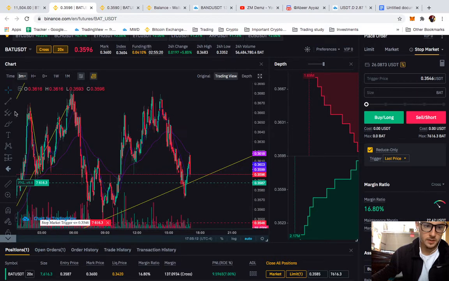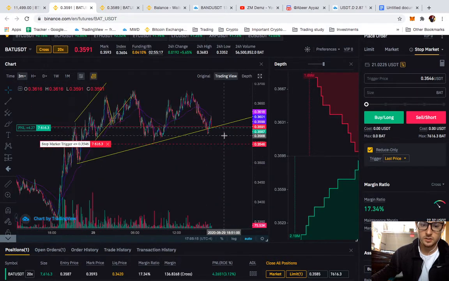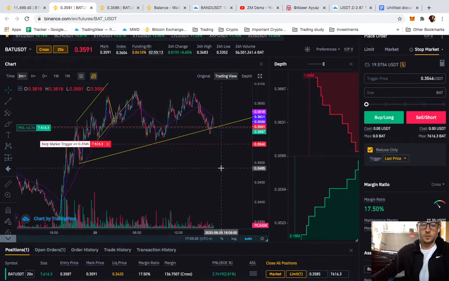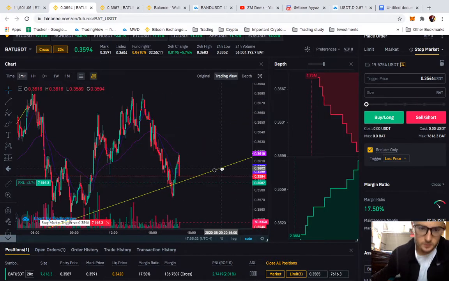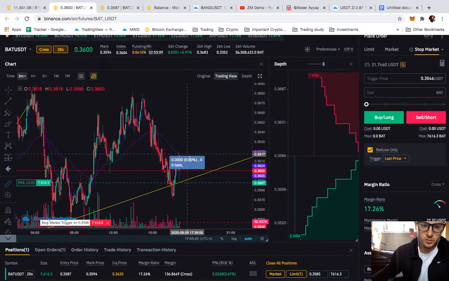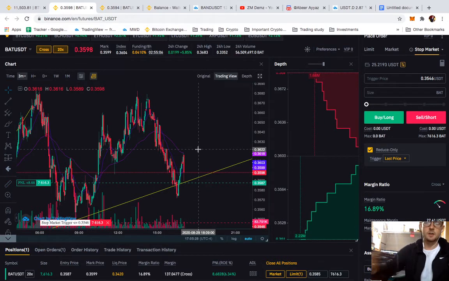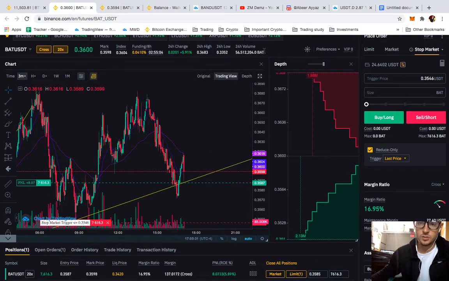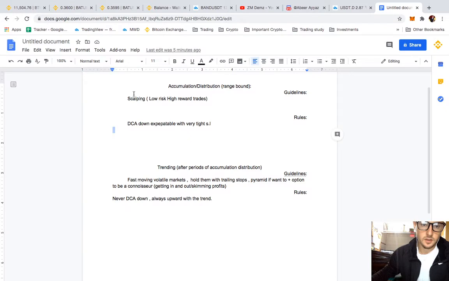Realistically, I should have probably taken my profits at the 382, but that's just TA strategies. I think we're in distribution, but we'll see. Okay? That was a perfect touch of the moving average, and then a huge dip. So that could be, so you're scalping. The whole point of this, in distribution accumulation, you're scalping, okay? With low risk, high reward trades.